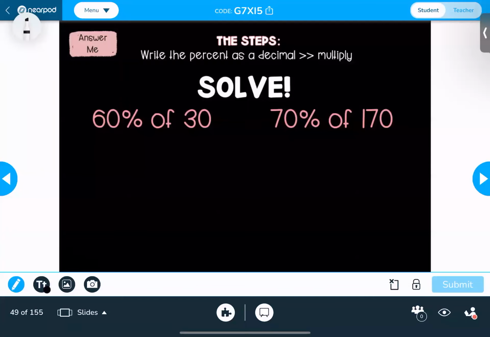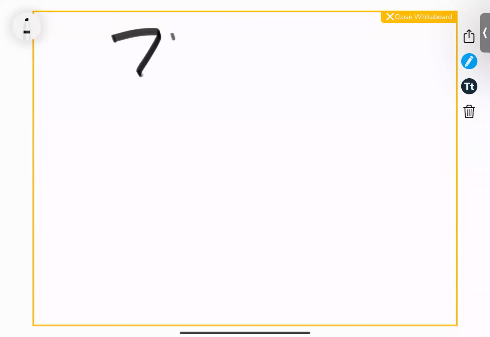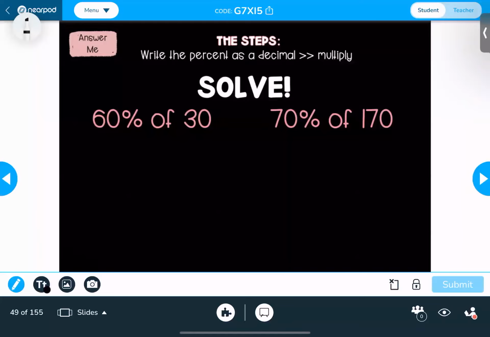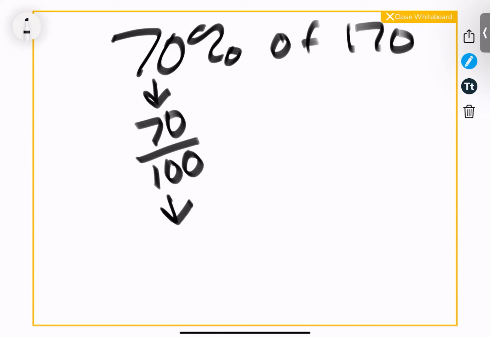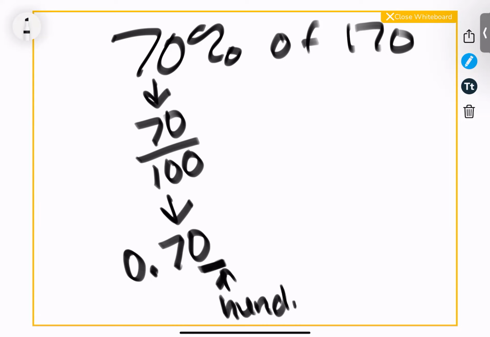Our second question we looked at is 70% of 170. So breaking it down, 70%, 70 over 100, 70 hundredths. This is my hundredths place. I need my last digit in the place value that says its name. Of means multiply, and the number we're looking for is 170. So again, I'm doing 70 hundredths times 170. I'm going to write it up.